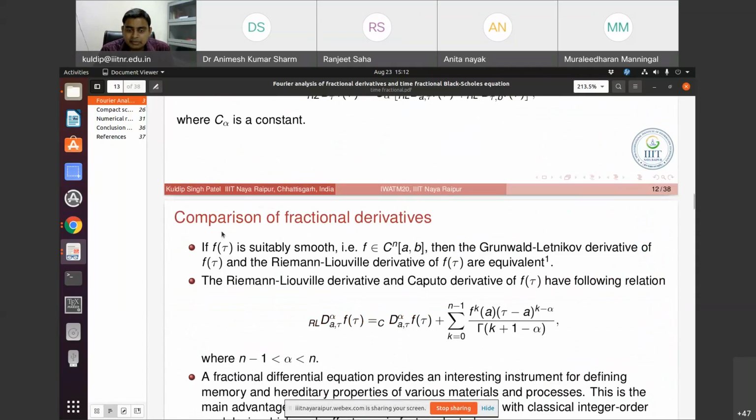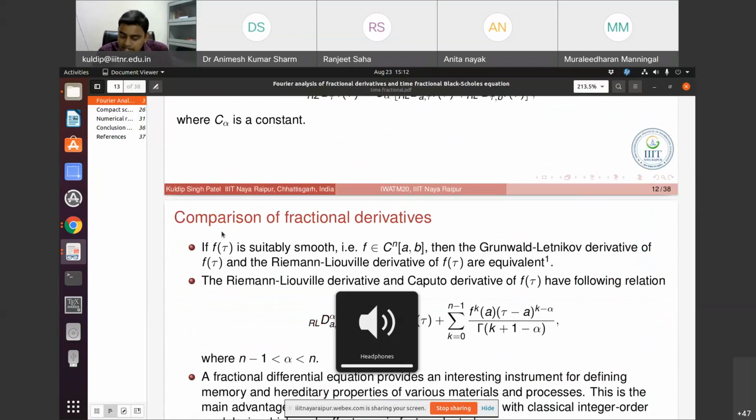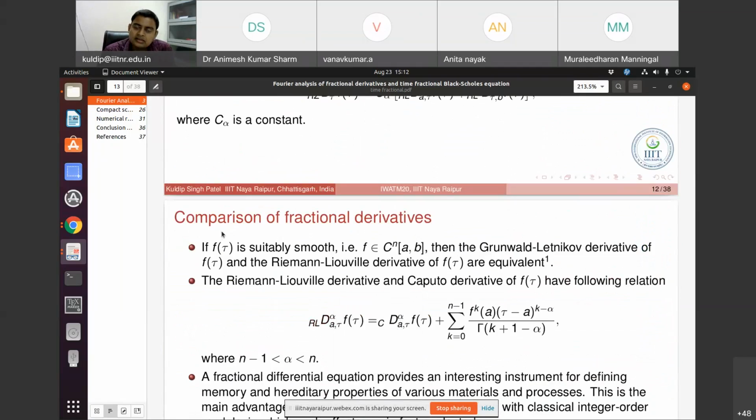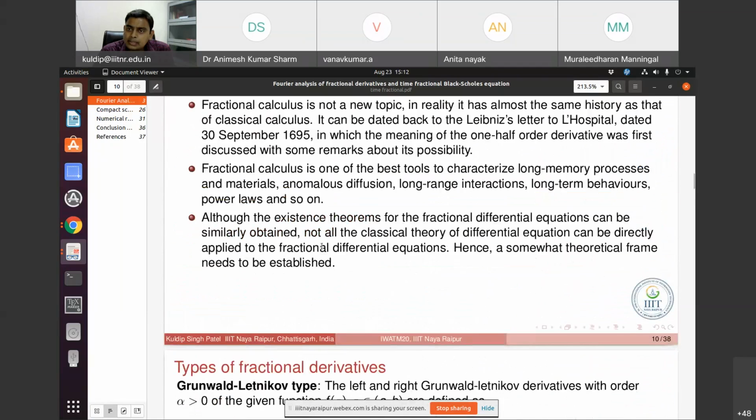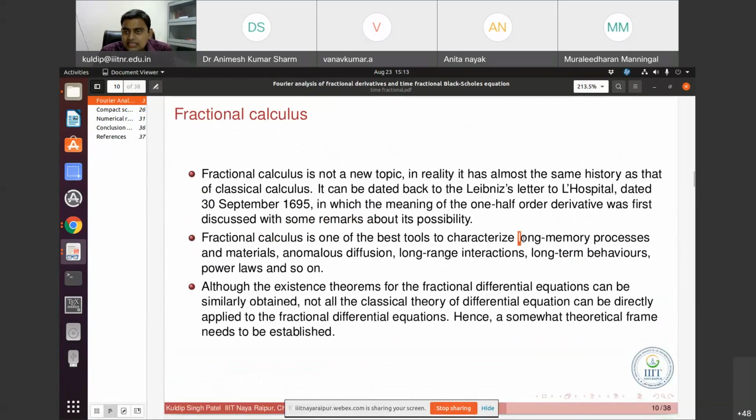Good evening, sir. Sir, there was one term, long-term process. Can you throw some light on that? Long-term process in the first slide, I believe. There are three points here: long-range interaction, long-term process, long memory process. So, yes, long memory, as ma'am explained. Okay, I'll come to this, sir.